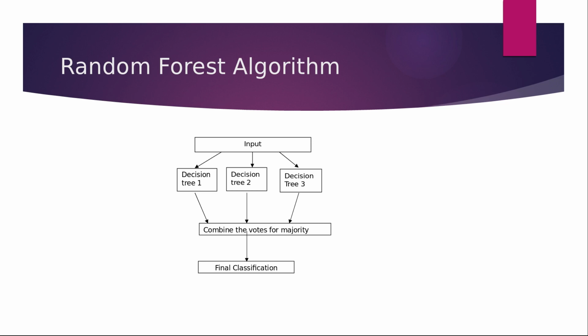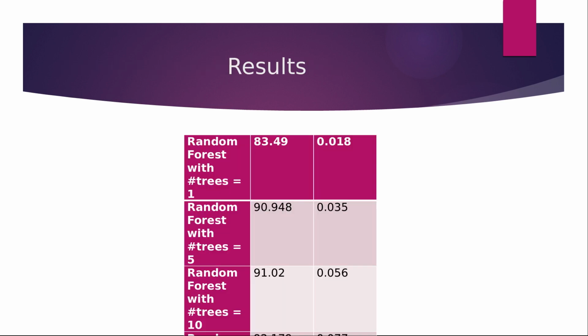This is a flow chart of how the algorithm works. On top, we supply input to the different decision trees, and every decision tree processes the input in its own way and votes it as a spam or a ham. Then we combine the votes and see the majority, and then we finally classify the input as a spam email or a ham email.